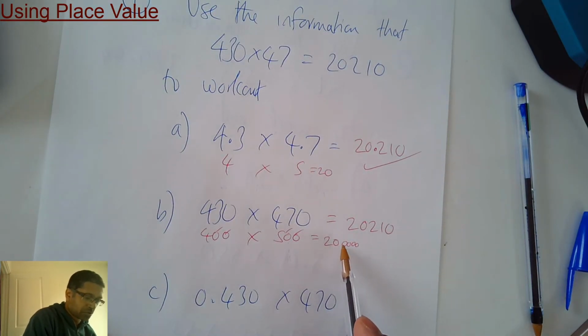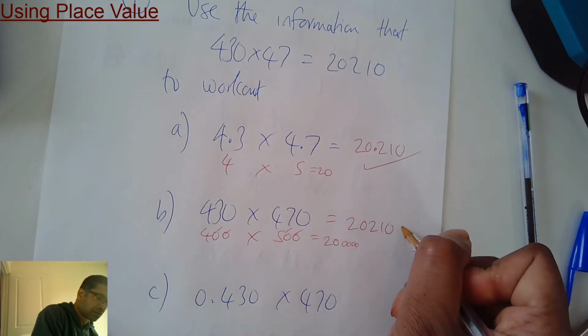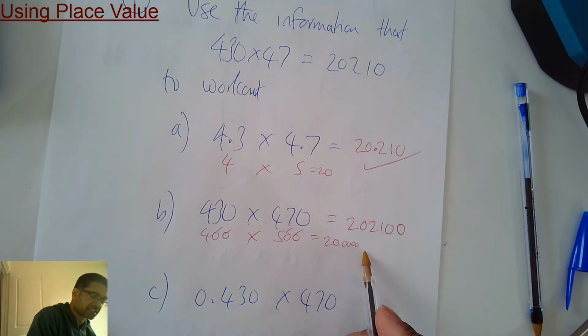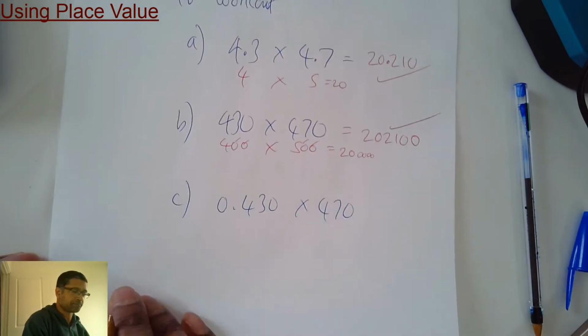Now compare this with this. We got 1, 2, 3, 4, 5, 6 digits there. We got 1, 2, 3, 4, only 5 digits here. 6 and 5 digits. So stick on an extra 0 to have 6 digits. 6 digits matching.